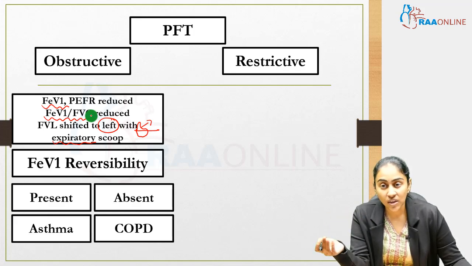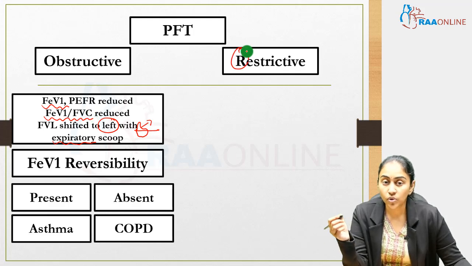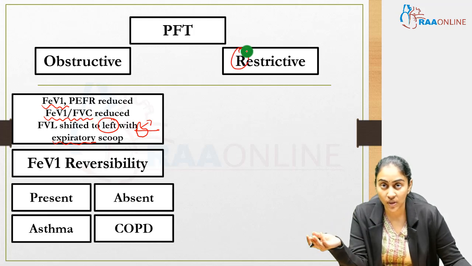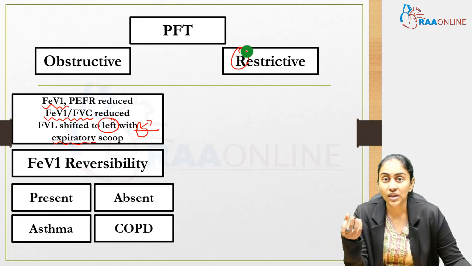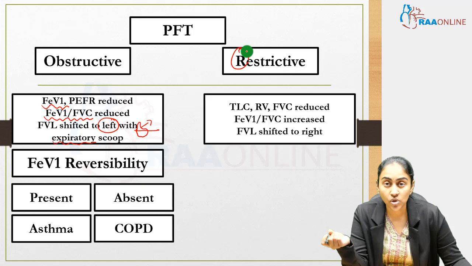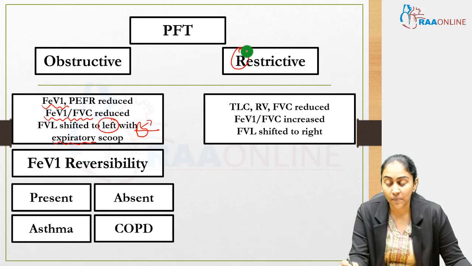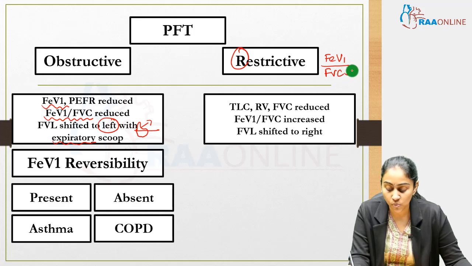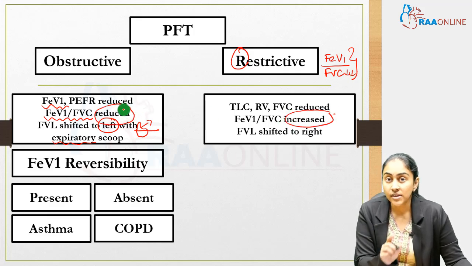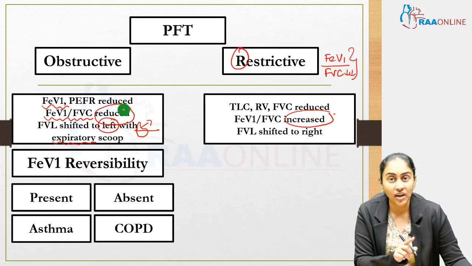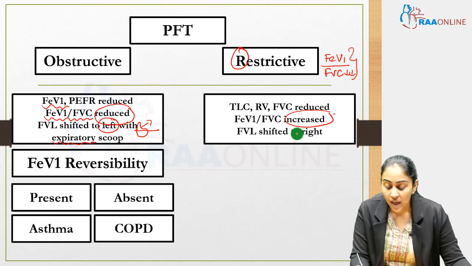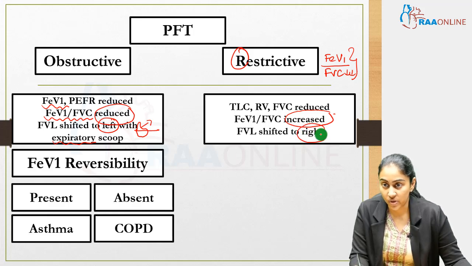Now, when you are looking at a restrictive disease, remember R for R. Usually the flow volume loop is shifted to the right because there is restriction. Remember R for R again. There is a reduction of all the lung volumes, and hence in restrictive disease the FEV1 is also decreased. But the reduction of FVC is much more, because the denominator comes down, so the FEV1 FVC ratio will actually be increased. So remember, the FEV1 FVC ratio will be reduced in obstructive whereas it will be increased in restrictive, and the curve is shifted to the right in restrictive.